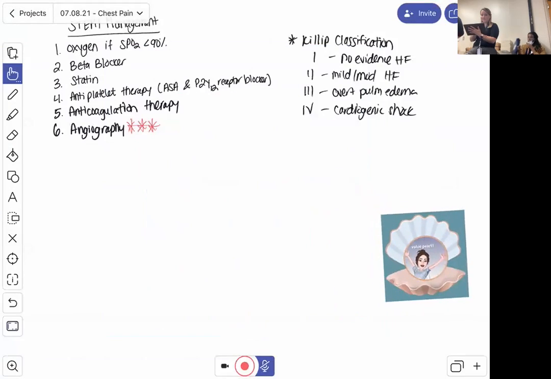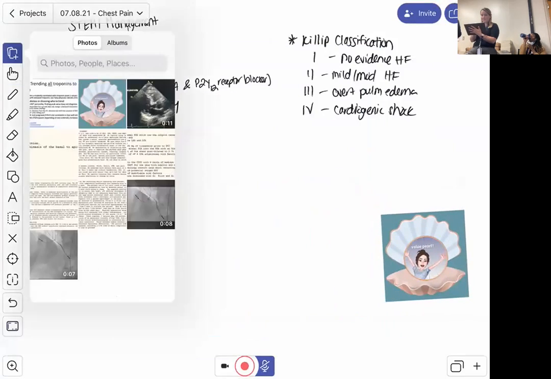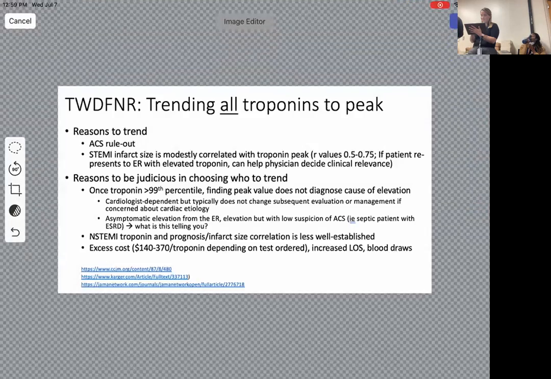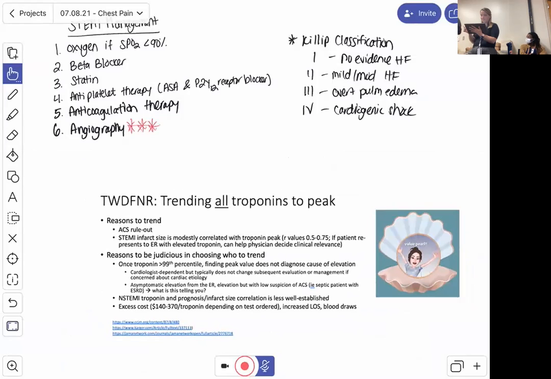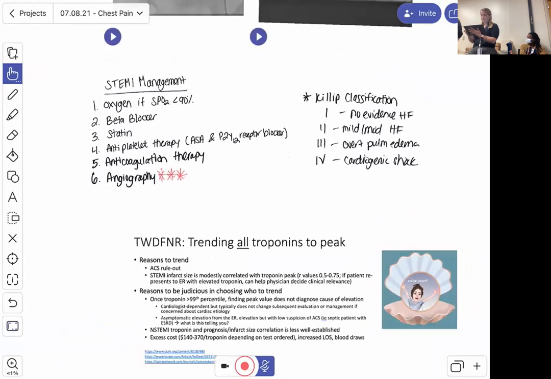Yeah, so the classic teaching is somebody who has a STEMI should not get better with nitro because nitro is a vasodilator. If your vessels are acutely occluded, it doesn't matter what you do, right? That is true most of the time, and that's actually how I missed my MI.